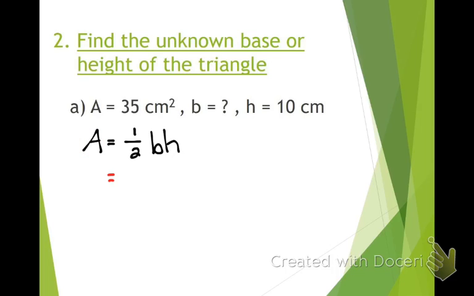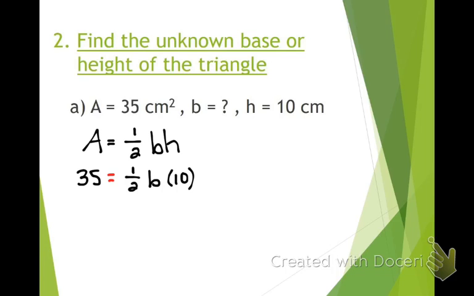So what is my area that it tells me in the original problem? 35 centimeters. 35. That means it must stay to the left of the equal sign. So now half times B times H. I'm going to put my half. Do I know my base? No, so just keep it as B. Do I know my height? What is it? 10. Okay?